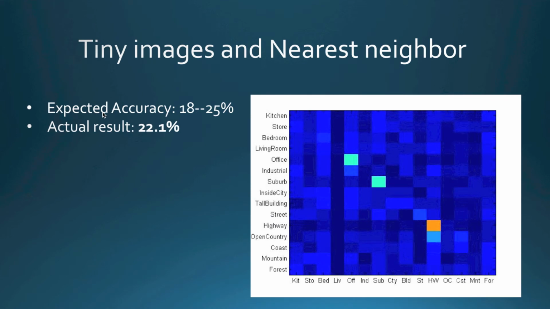Here is an estimated accuracy for the three ways. For tiny image representation and the nearest neighbor classifier test, we got an accuracy of 22.1%, which is expected to be around 18% to 25%. We wrote a function which produces a website containing all our predictions for each testing image. Here is a screenshot of the web page.